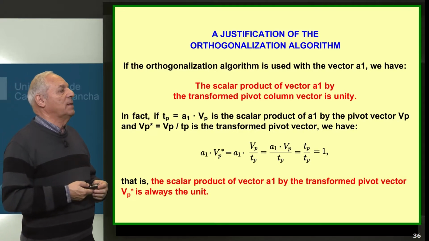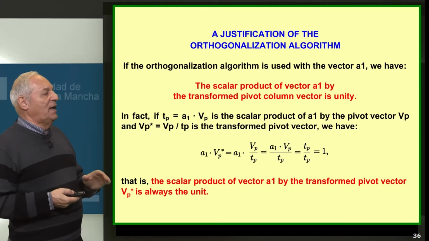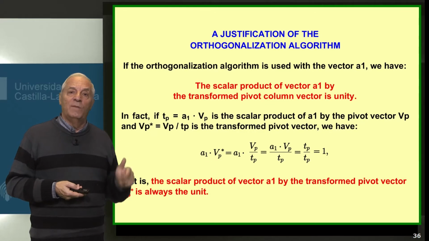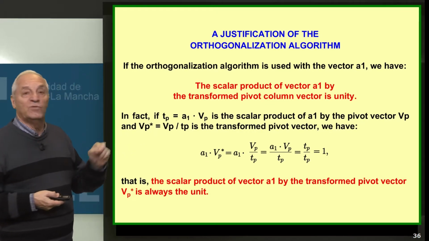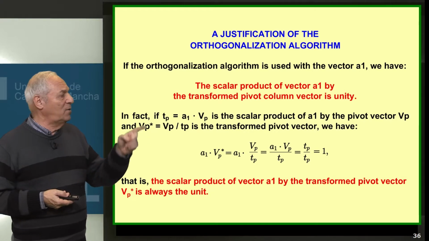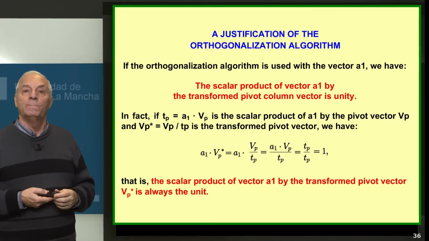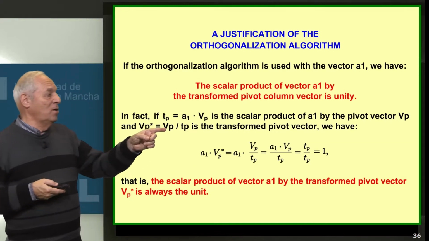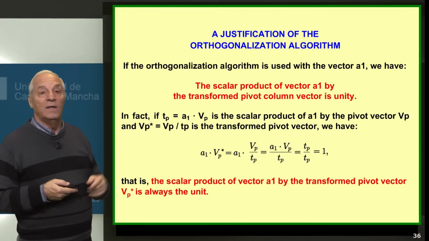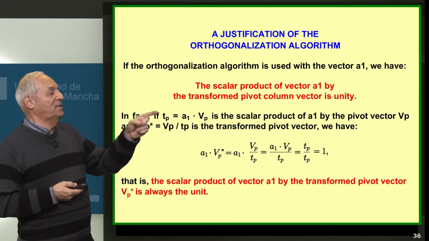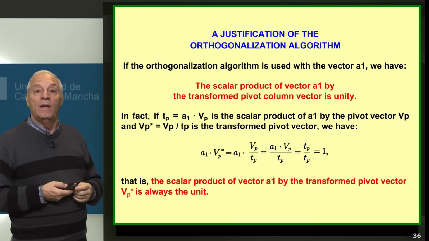The transformed pivot column, which we are going to denote as VP*, is the VP divided by the pivot, that is, VP divided by TP. What is the value of the scalar product of A1 by VP*? We replace VP* by its value, which is VP divided by TP, and take it to the numerator, because it does not matter to put it up or down.